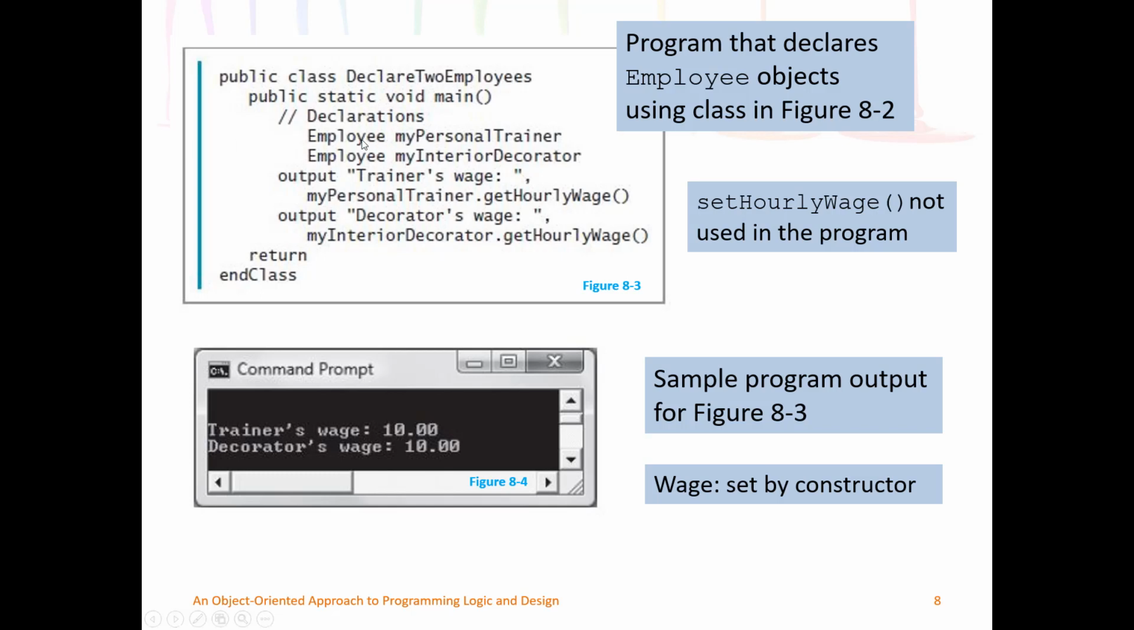And this is using the constructor. So it says output trainer's wage. And to output it, I use the object dot the method. So the object name is my personal trainer dot get hourly wage. And then output decorator's wage, and then again, object my interior decorator dot get hourly wage.